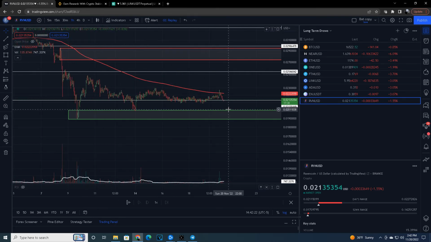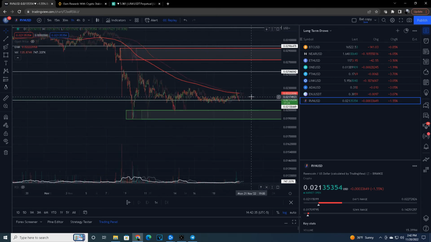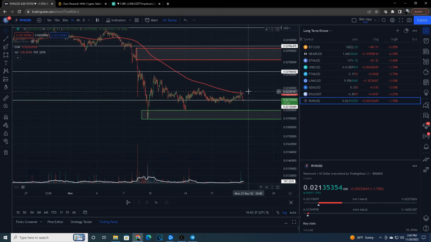Likely this demand will hold up at least one more time, but every time it gets touched, it gets a little bit weaker. It might, like this here, just barely touch it. The next one might dive in and get all the way to the bottom and then shoot back up like this one did. So that's kind of what I'm looking at here for Ravencoin.